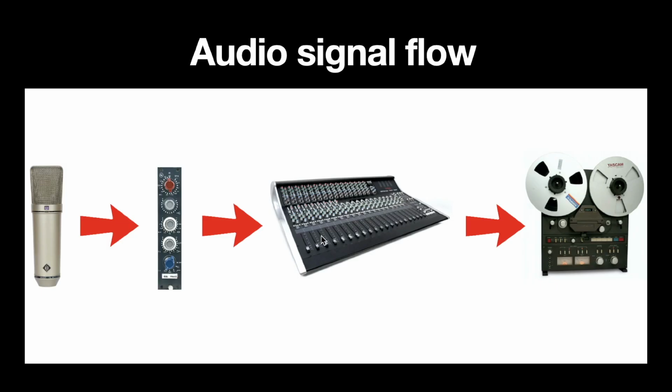So we talked about audio signal flow, and we talked about how the microphone needs to go into a mic pre. This mic pre boosts the level up to a level that we can print to tape. The mic pre is actually built into this console. The mic pre comes in and it goes down to the master output, and then it goes to tape. This is our audio signal flow.